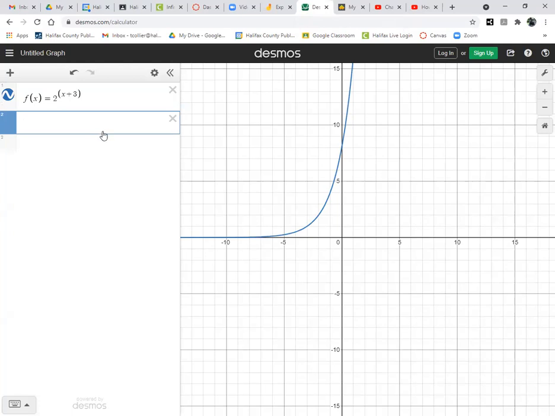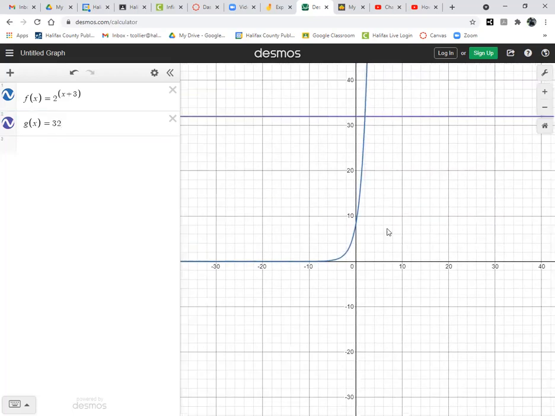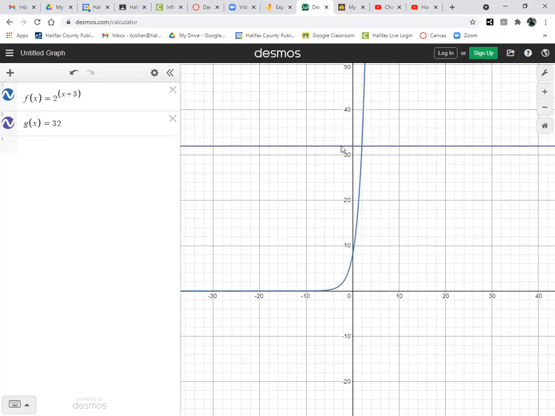So I'm going to define a new function g of x, and this function is going to be equal to 32. And immediately what happens is I get a purple horizontal line that I cannot see. So what I need to do is zoom out to see it, and I will see that there is a 32 right here.